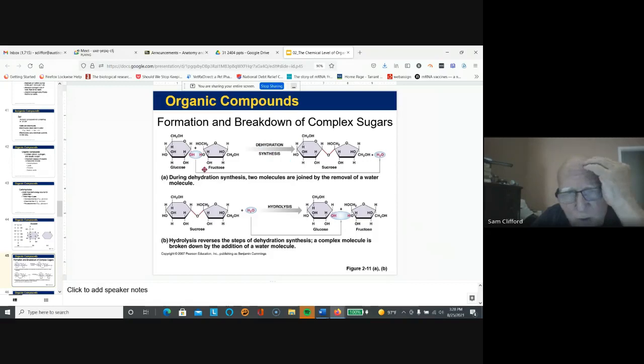So when you remove water from a glucose and a fructose, a new bond forms, and the water is released. That's dehydration synthesis. If you have sucrose and you eat table sugar, as we all do all the time, and you add the water back into the fructose and the glucose, that's called hydrolysis, which means to break with water.